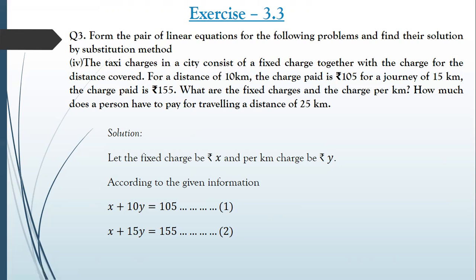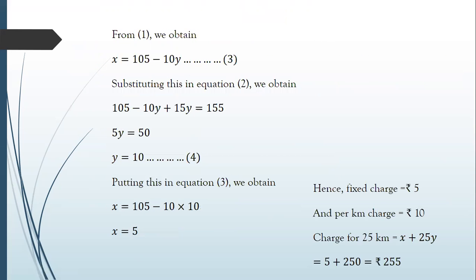So let us solve this to find the value of X and Y. From the first equation, we get X is equal to 105 minus 10Y, which is equation 3. Substituting this in equation 2, we get 105 minus 10Y, which is the value of X, plus 15Y equal to 155. Solving, we get Y as 10. Putting this in equation 3, the second substitution, we get X is 105 minus 10 into 10, which is 100. So X is 5. So the fixed charge is 5 and the charge per kilometer will be 10 rupees.